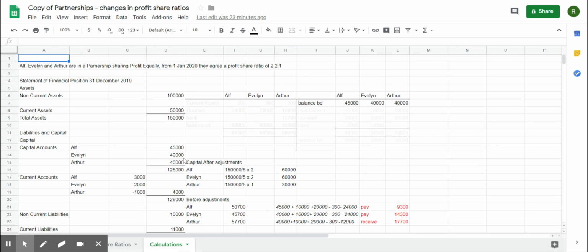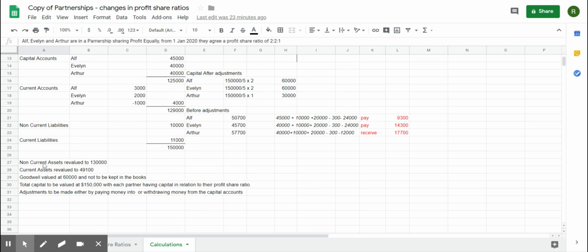Okay, we've got a partnership agreement here where Alf, Evelyn and Arthur are in a partnership and they've been sharing profit equally, but from the 1st of January 2020, they've agreed a new profit share ratio of 2 to 2 to 1. And we've got some information here from their statement of financial position and some other information underneath.